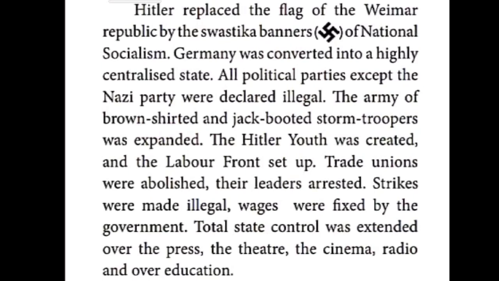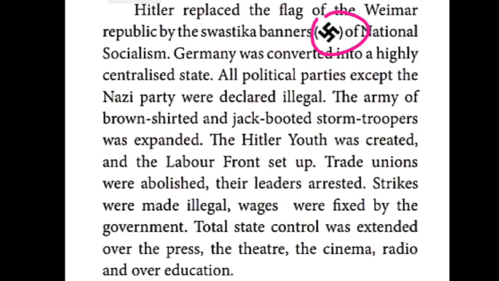Yes, the next para, what is given, Hitler replaced the flag. The first and foremost duty of Hitler was that he replaced the flag of the Weimar Republic with the swastika banners. This is the swastika symbol, children. You can check it. So the flag of the Weimar Republic was replaced by the swastika banners of National Socialism.